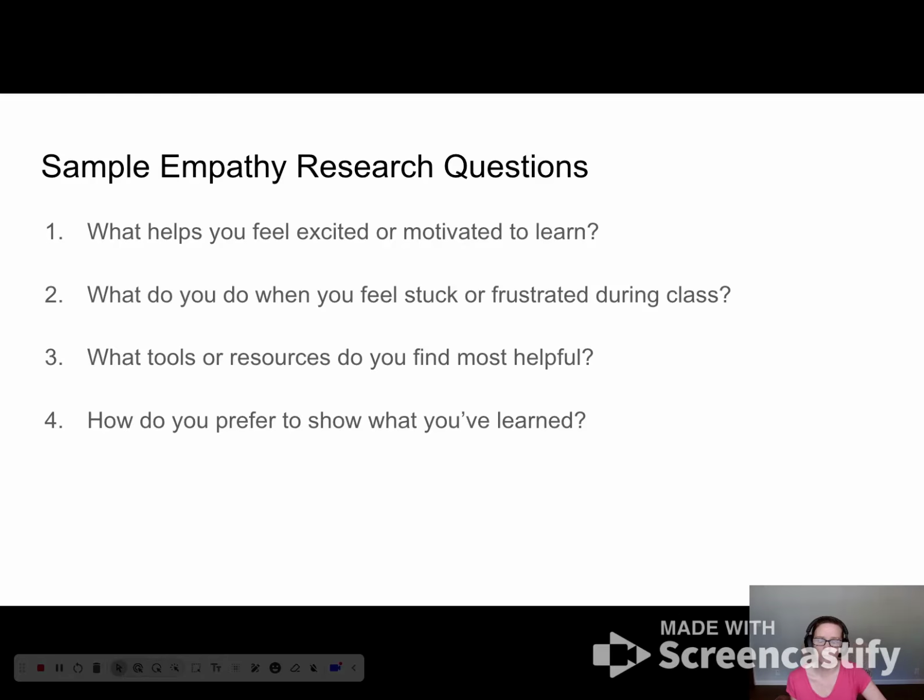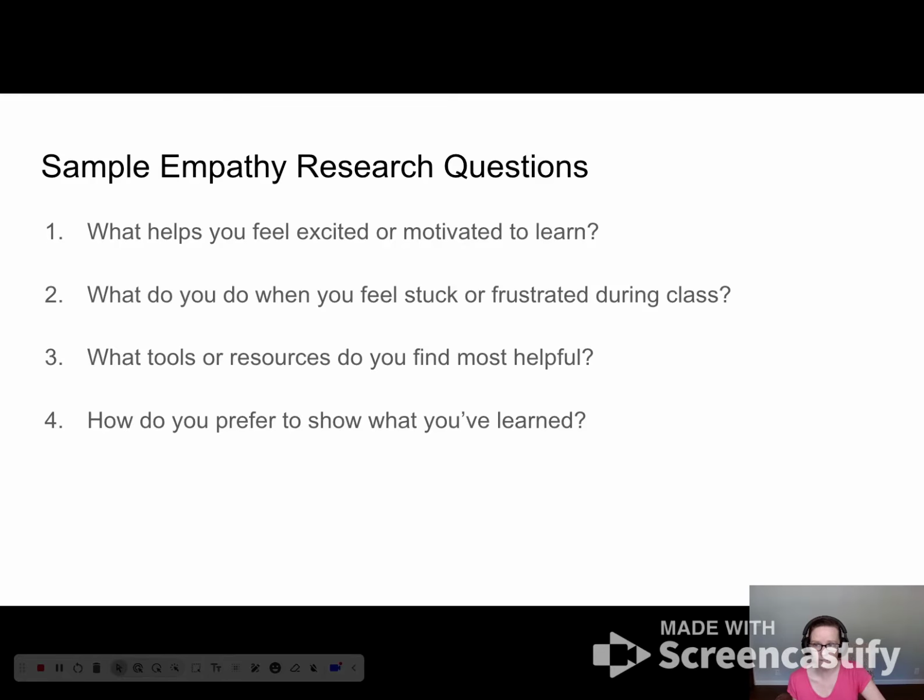So these are a few sample empathy research questions. Empathy interviews use open-ended questions to explore learners' experiences. These aren't just data points, they're stories that can inform design decisions rooted in actual needs. So these are just some sample questions that you can use, but it helps you to understand.